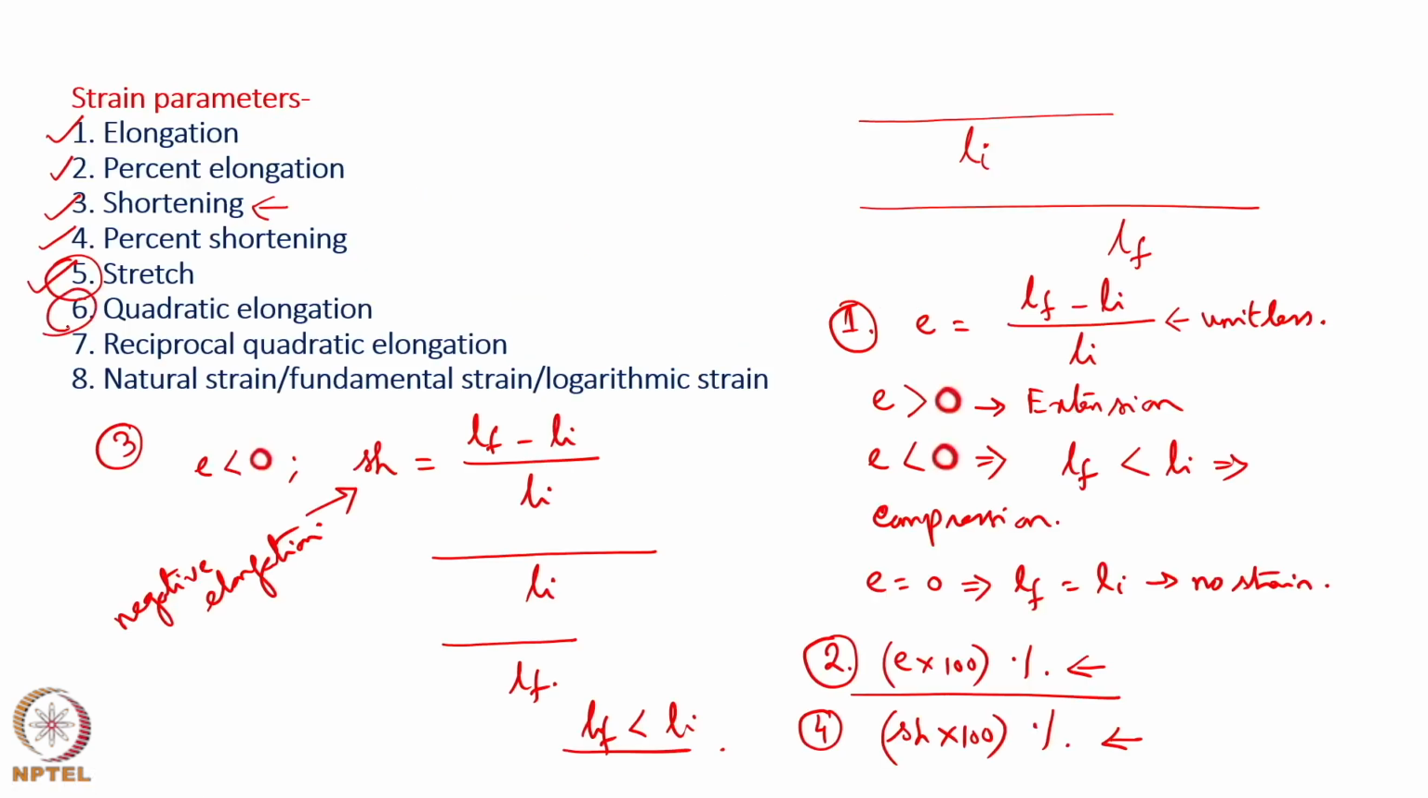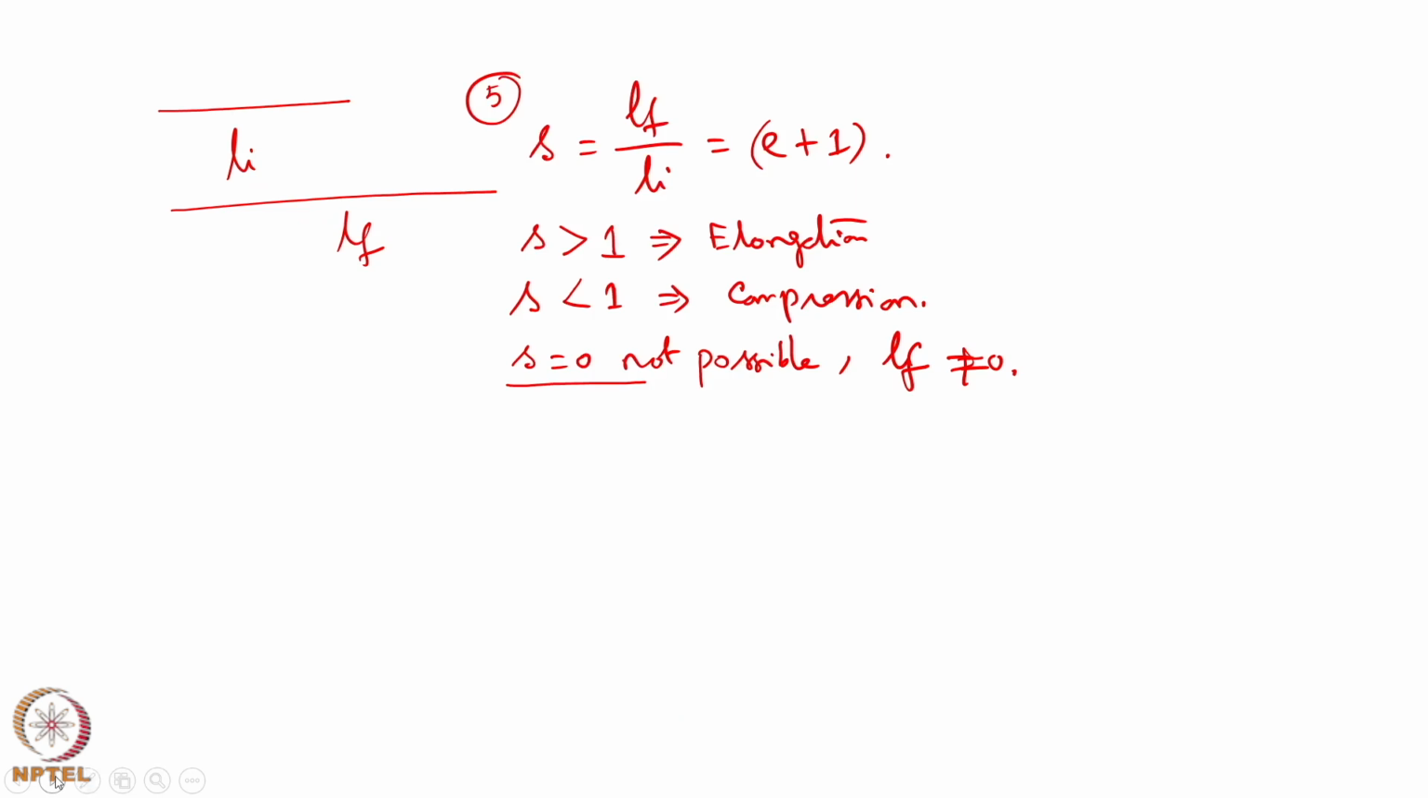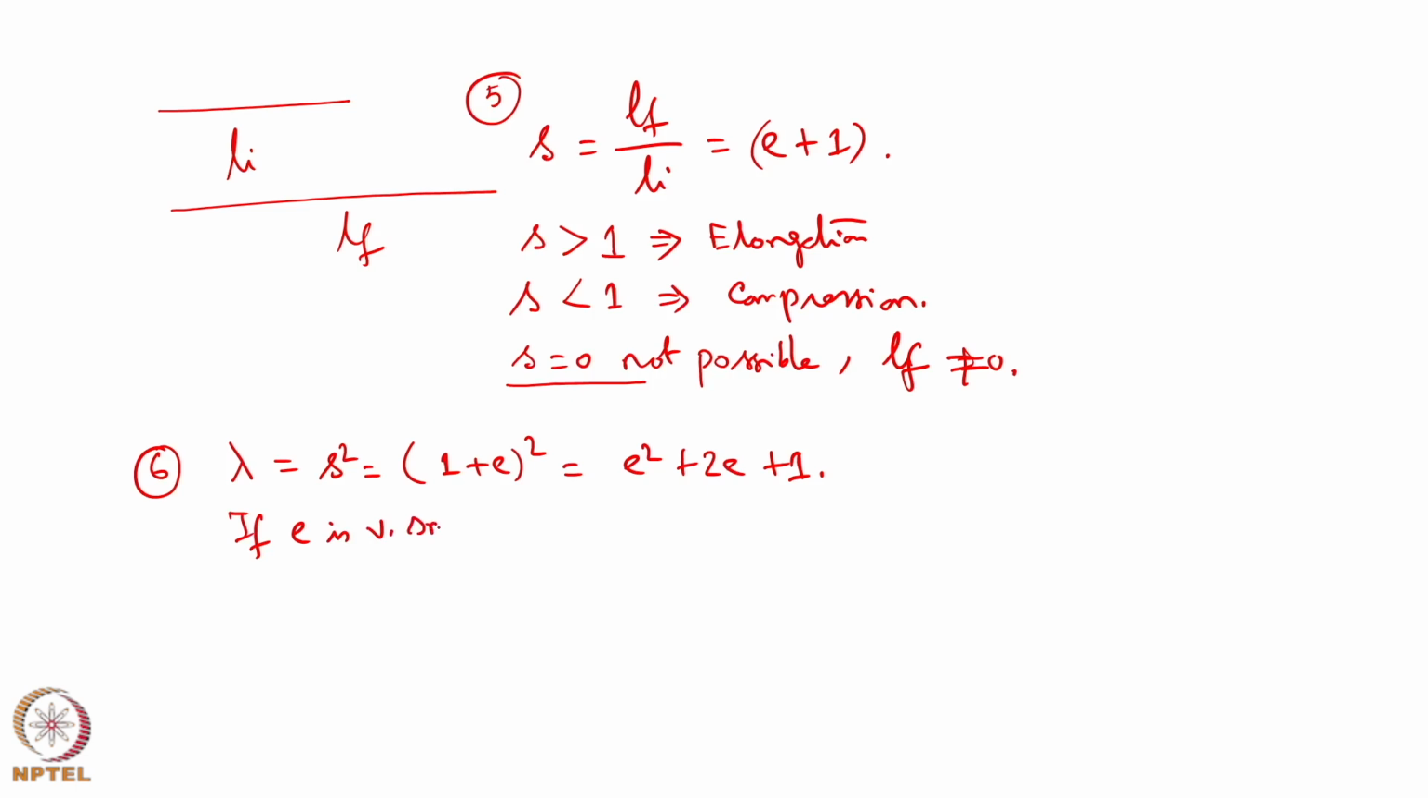Let us look at quadratic elongation. Quadratic elongation lambda is given by square of S, which is equal to 1 plus e whole square, which is e square plus 2e plus 1. There is a special situation. If e is very small, a fraction say 0.00003, then e square is nearly equal to 0, and in that case lambda equal to S square is nearly equal to 2e plus 1.